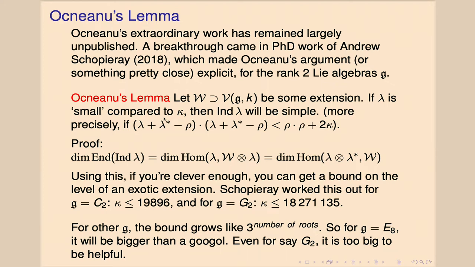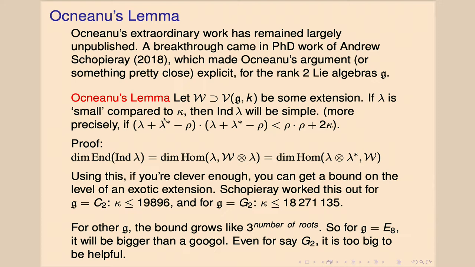Andrew Schopieray, who's a postdoc of mine, and looking for a job, by the way, in his PhD thesis recovered Ocneanu's lemma, published it, and worked out explicitly what it is for other algebras. And so what you get is bounds like 18 million for the level. So if your level is higher than 18 million, then your G2 modular invariant, your G2 extension, has to be a simple current extension.